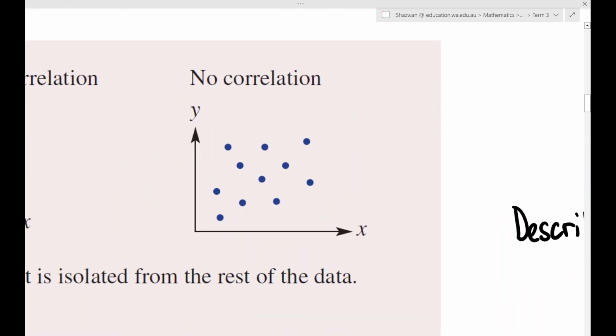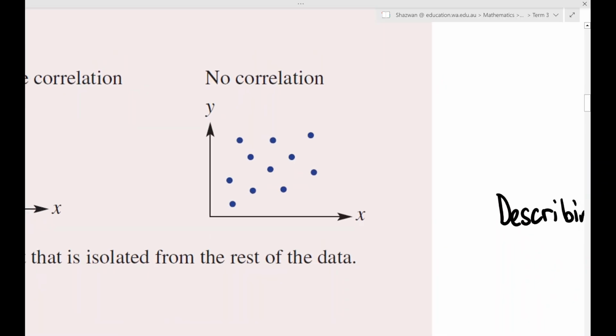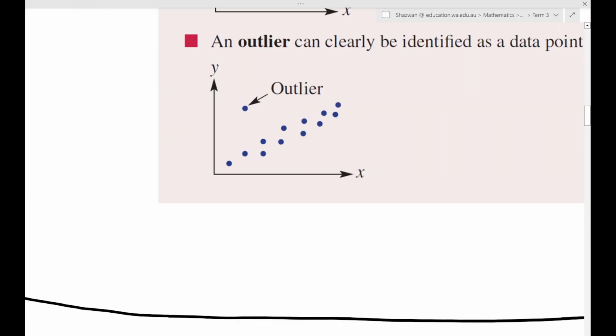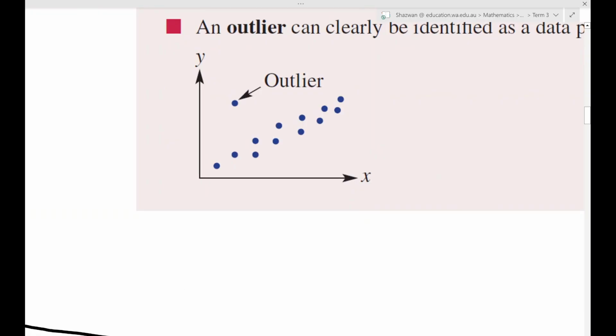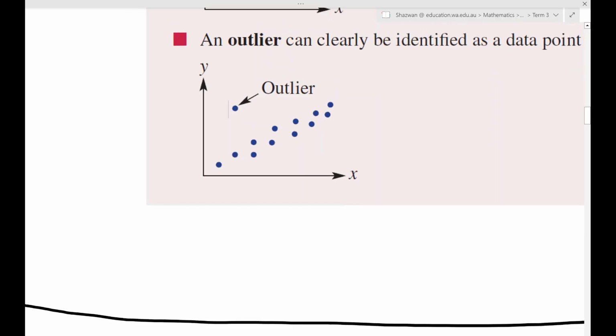Okay, some data, if you don't see a trend, that might be because there is no trend. So we might describe it to have no correlation. And finally, some data, you might see it to have a very nice trend, except for certain points that sort of lie outside the main cluster of our data. These are our outliers when we look at scatter plots.